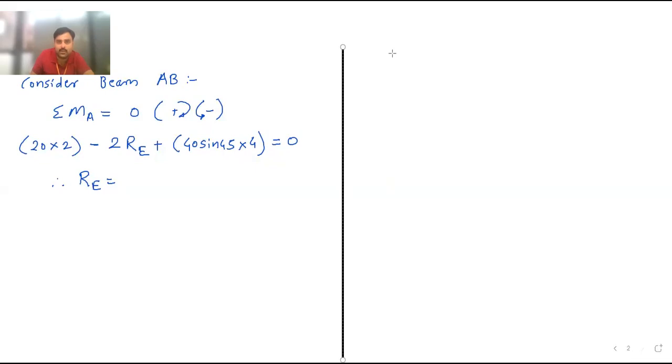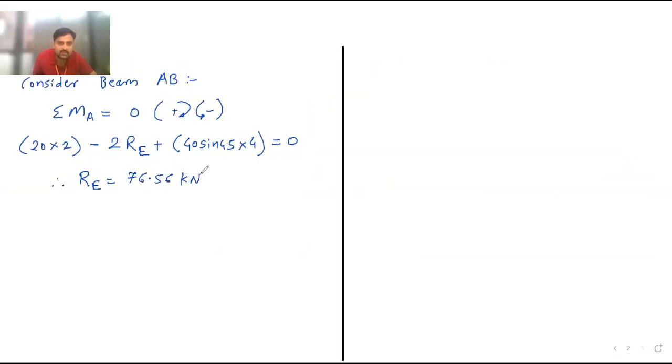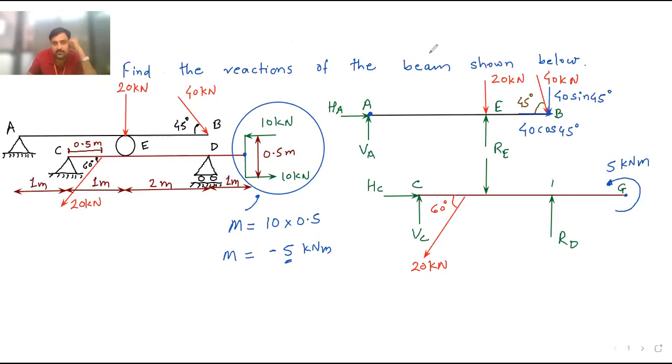Tell me the answer quickly. What is the value of RE? 76. Someone else tell me the answer. Do you get the same answer? 76.56. Okay, so RE is equal to 76.56. Unit is Newton or kilonewton? Kilonewton. As we got a positive answer, our assumed direction is correct. So RE is 76.56 kilonewton.